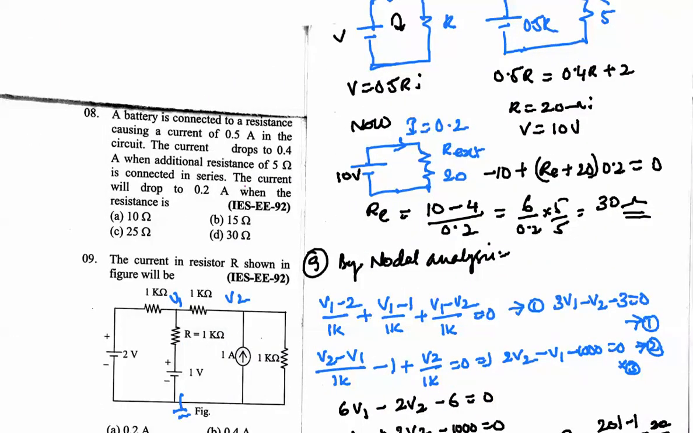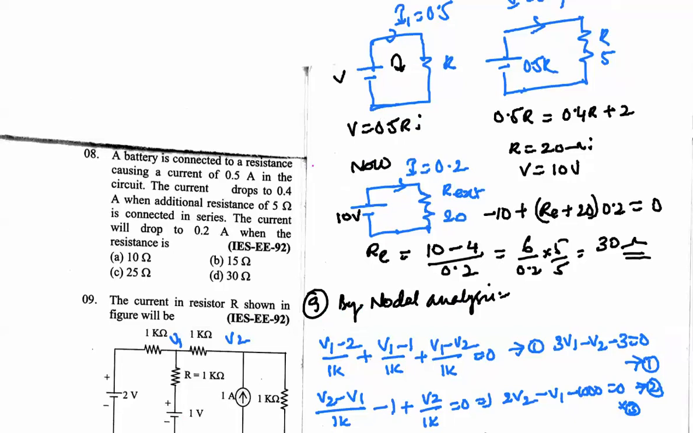Next, a battery is connected to a resistance causing a current of 0.5 amps in the circuit. The current drops to 0.4 amps when an additional resistance of 5 ohms is connected in series. The current will drop to 0.2 amps when the resistance is. Here we have a battery connected to a resistance. We don't know the resistance value, but the current flowing is 0.5 amps. From Ohm's law, V is equal to I into R, so V is equal to 0.5 into R. This is the first condition.